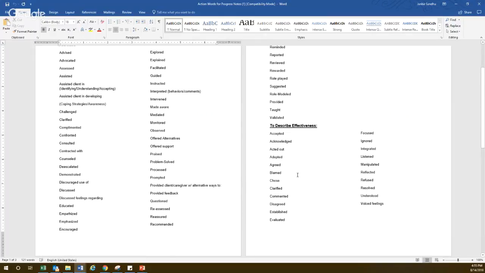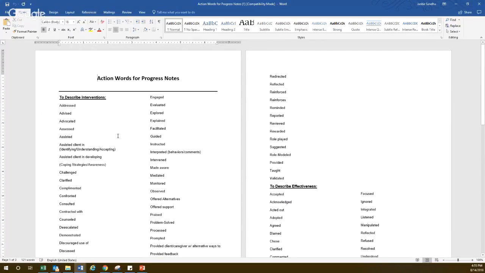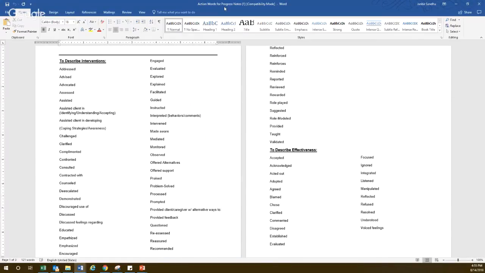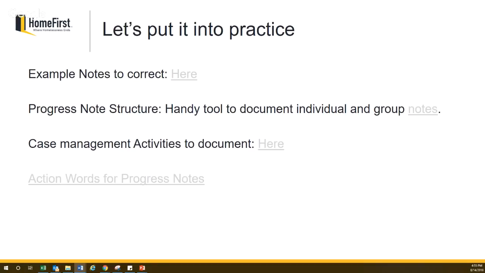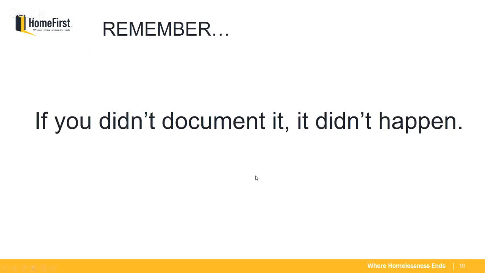Or it could be their response, that they refused, or they ignored, or they accepted, or they chose, right, to work with you and really take a look at what's going on. But this is some words for you to really take a look at how you can describe your interventions in progress notes. Again, a guide for you to use, not an exhaustive list, but a list for you to go through and really work on.